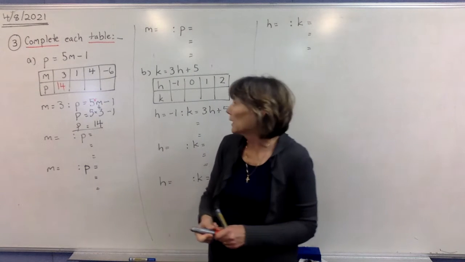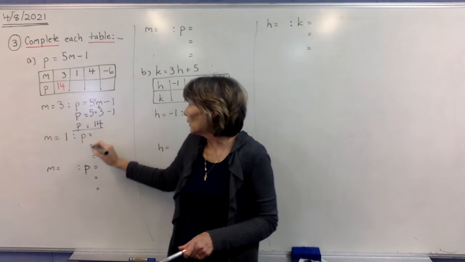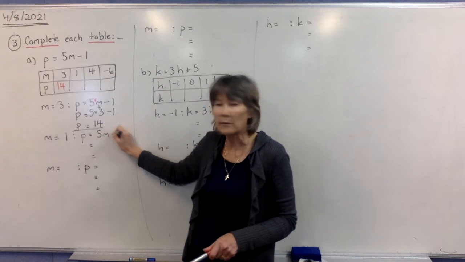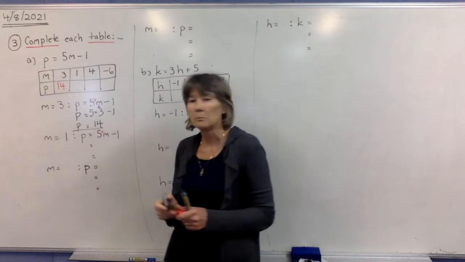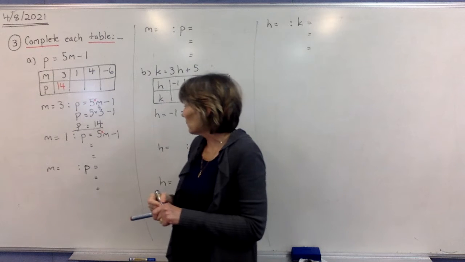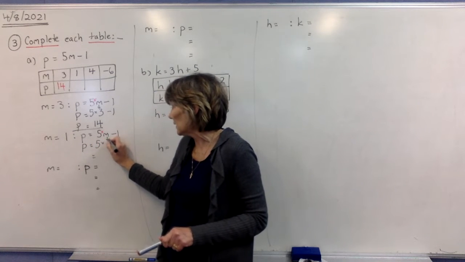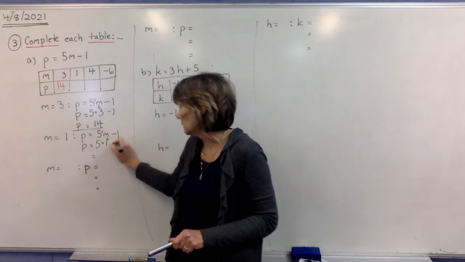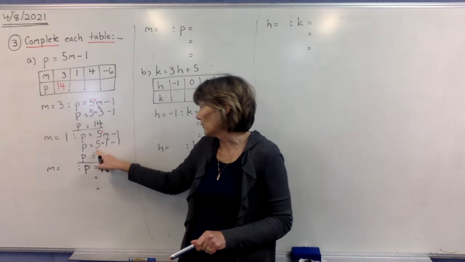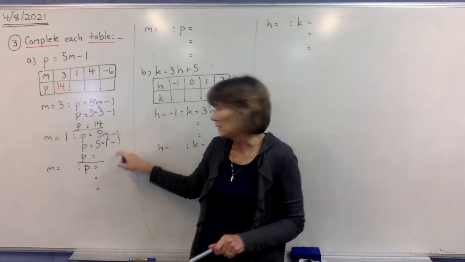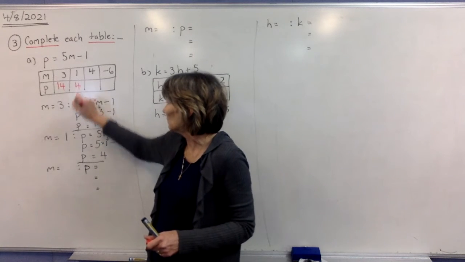Now we're on to the next one. Our next m value is 1. So m equals 1. We write our rule down that we have above our table. Don't forget about the times sign between the 5 and the m. So now I'm going to write p equals 5 times. Now instead of m, this time we're writing 1. Copy everything. Now go to your calculator. We're doing 5 times 1 minus 1. That will give you 4. And put it in your table.